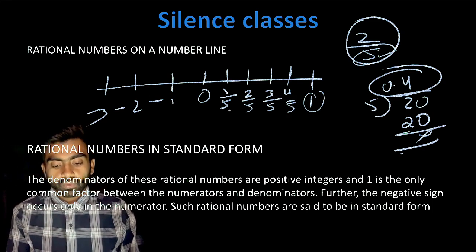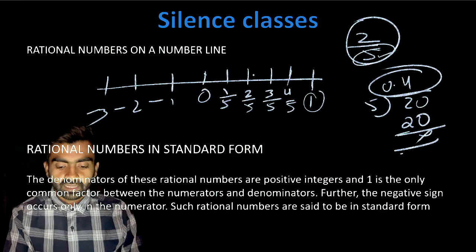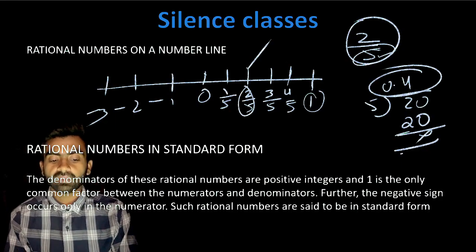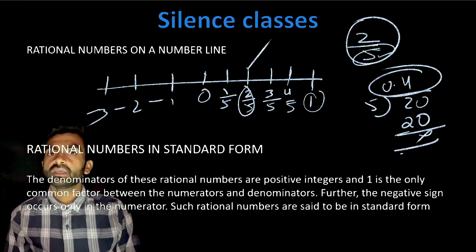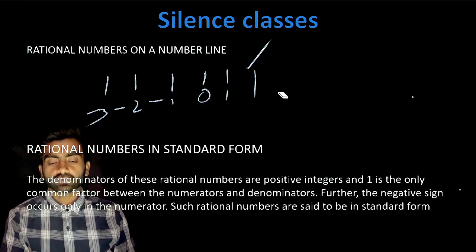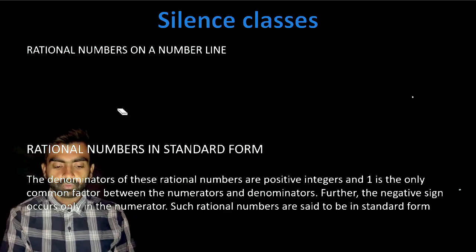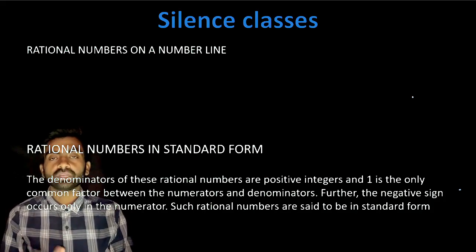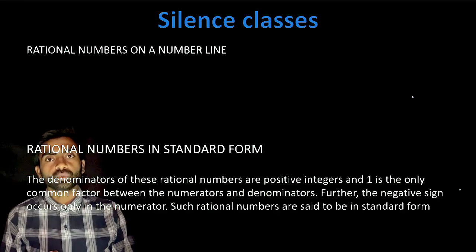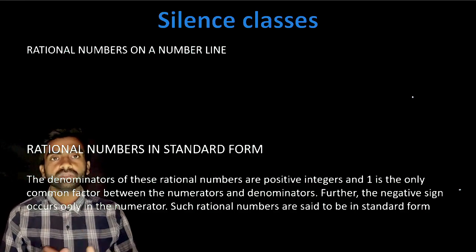So now we come to know that 2.5 is over here, so we will mark 2.5 over here. This is how we will represent rational numbers on the number line. I hope you guys understood how to show rational numbers on the number line. More questions we will do in the exercises or while doing the examples.